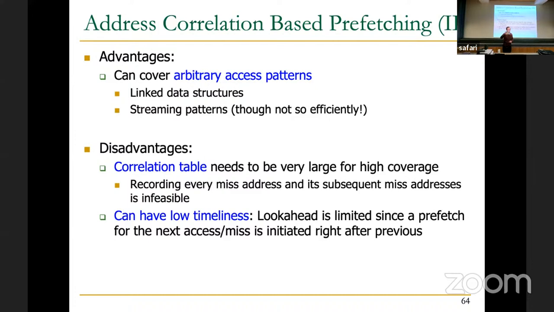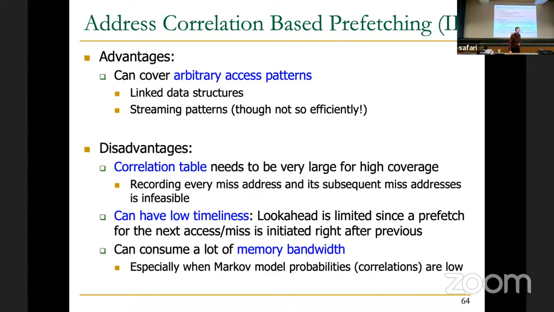But still, once you go into many, many next addresses, your aggressiveness increases. So you're back to the aggressiveness timeliness trade-off. They can consume a lot of memory bandwidth, especially when these correlations are relatively low probability. And they cannot reduce compulsory misses. So compared to streaming and striding prefetchers, I already said this, but you have to have seen the address before. Unless you do delta correlation.